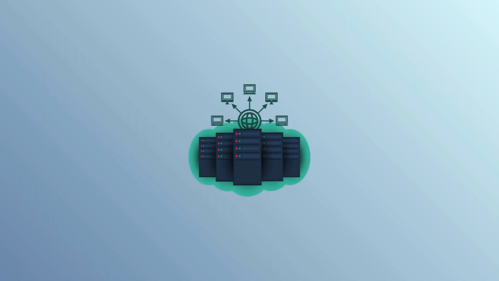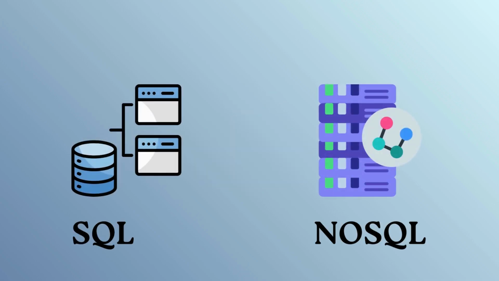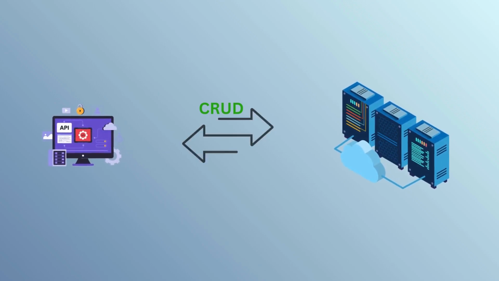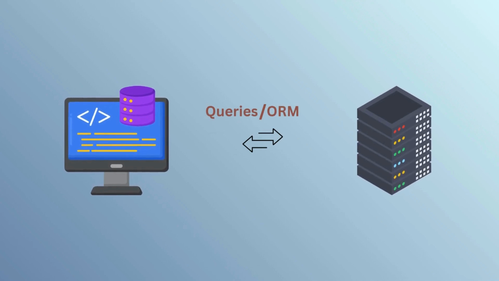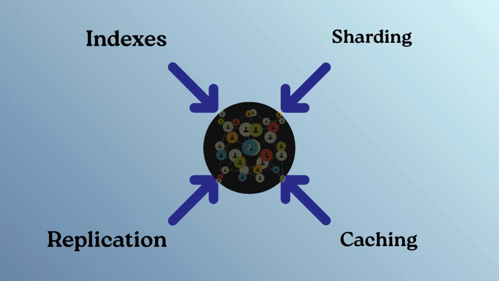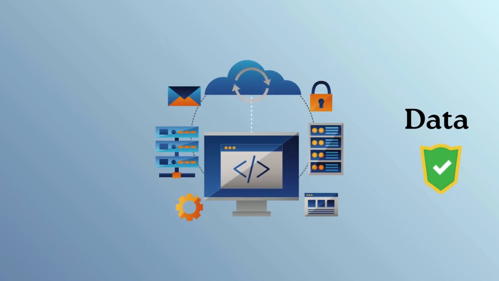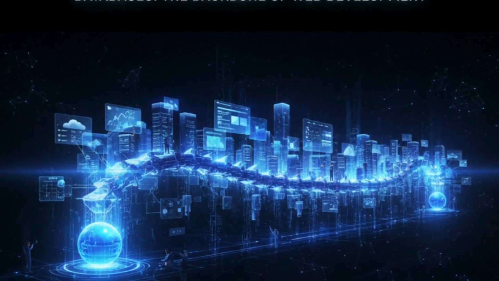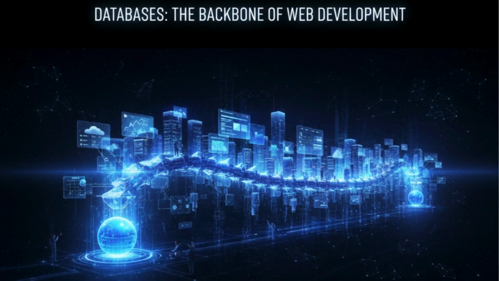So, to summarize, a database is an organized system to store and manage data. There are relational and non relational databases. Applications interact with databases using CRUD operations, and backends connect via queries or ORMs. With techniques like indexing, caching, replication, sharding, databases scale to support millions of users. And finally, security ensures data remains safe. Databases truly are the backbone of web development, and understanding them is essential for building reliable and scalable applications.